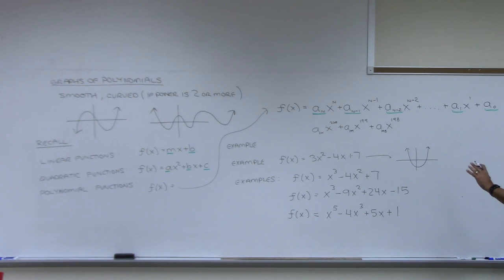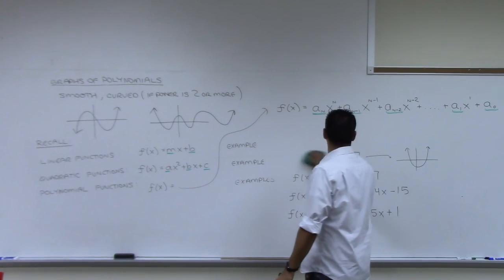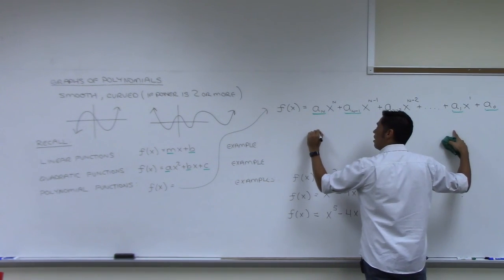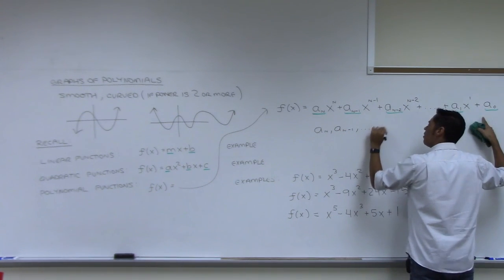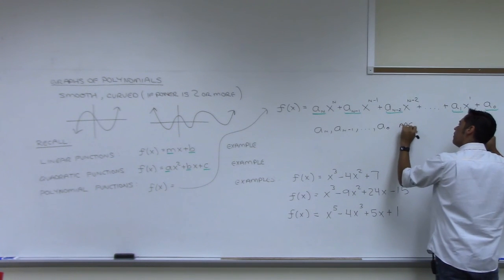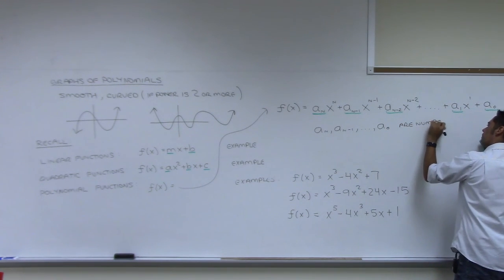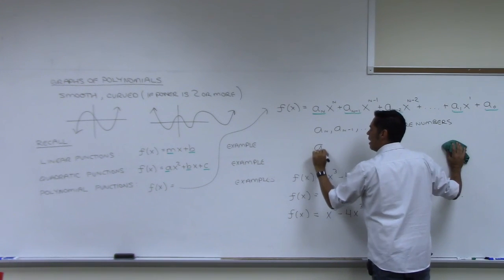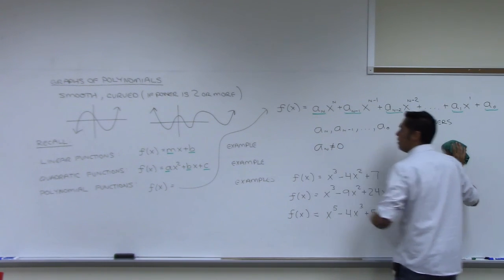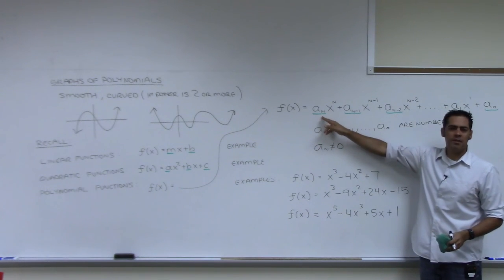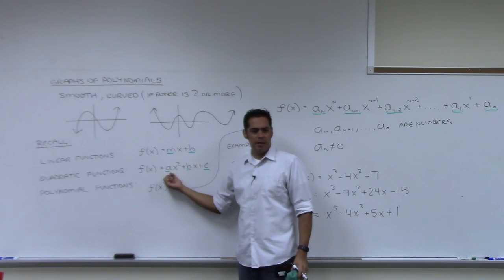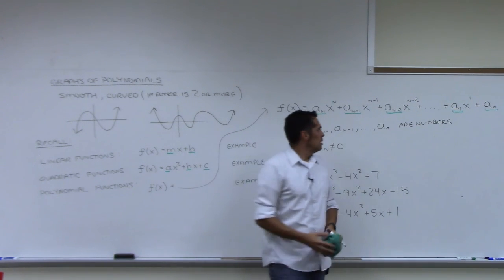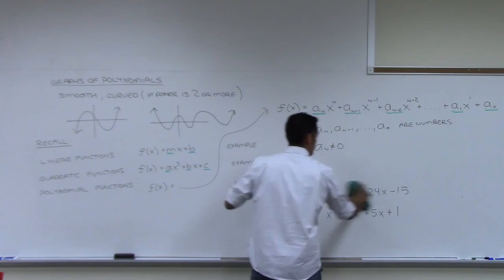We don't need to know this. I'm just trying to get you to understand why that formula looks so bad. So let me write down what we really need to know. We need to know that a sub n minus 1, all those things all the way down to a sub 0, are numbers. And then we also have that a sub n cannot be 0. If this first number is 0, then this is no longer x to the n. So remember we said that here a couldn't be 0 because then it wouldn't be a quadratic? Same thing here.